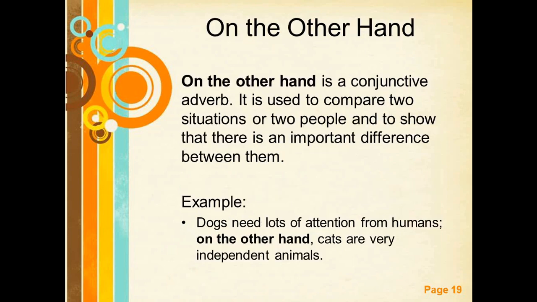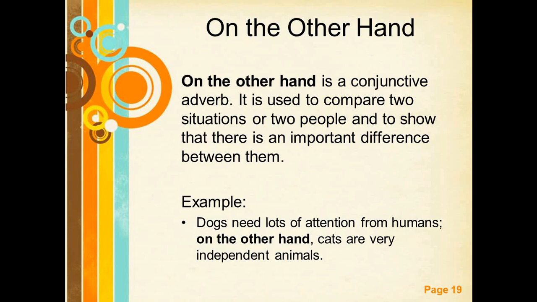First, we'll look at on the other hand, which, as I mentioned, is a conjunctive adverb. It can compare two situations, two things, two people, and show a major difference between them. We can see this example. Dogs need lots of attention from humans. On the other hand, cats are very independent animals.